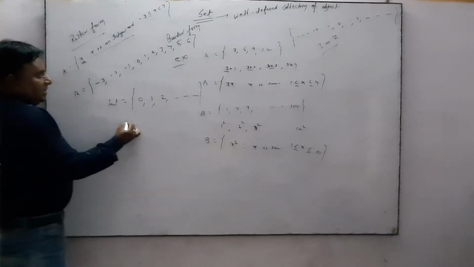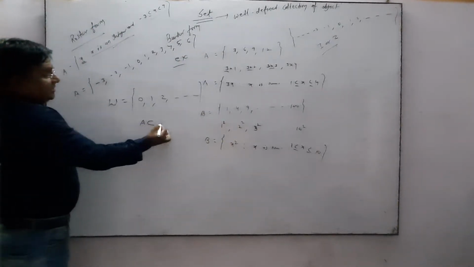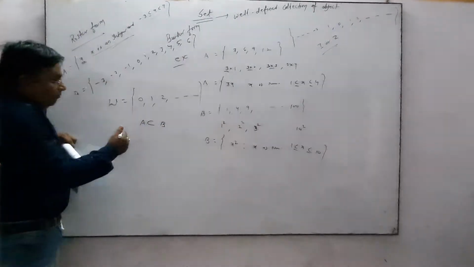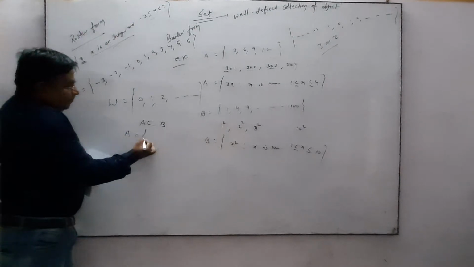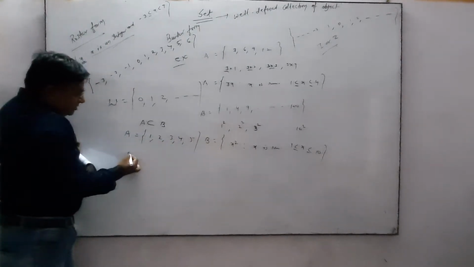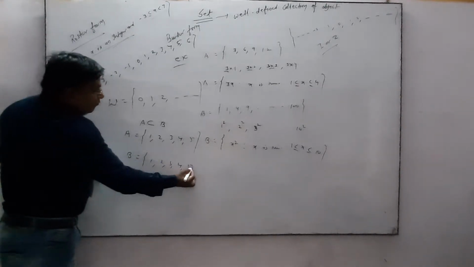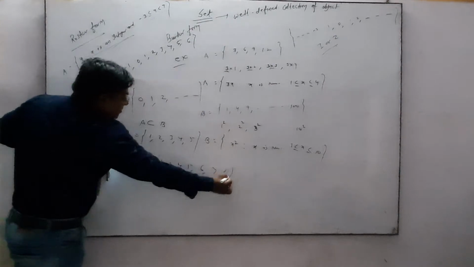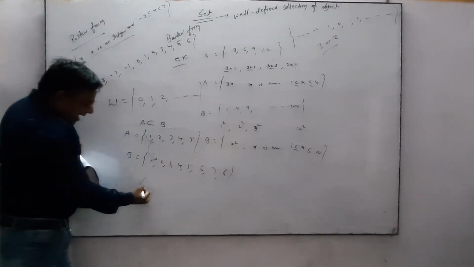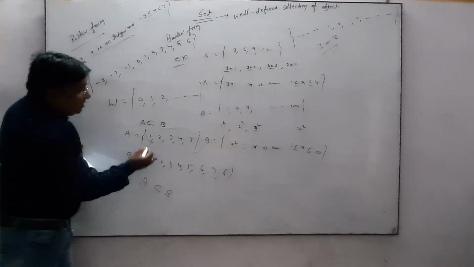What is a subset? Subset is denoted by this sign. A is a subset of B. For example, set A is 1, 2, 3, 4, 5, and set B is 1, 2, 3, 4, 5, 6, 7, 8. So all elements of set A are in set B. That is, A is a subset of B, right? This is a subset.